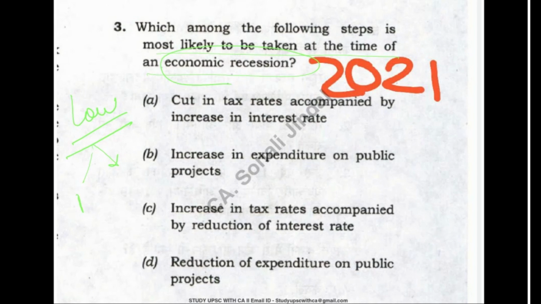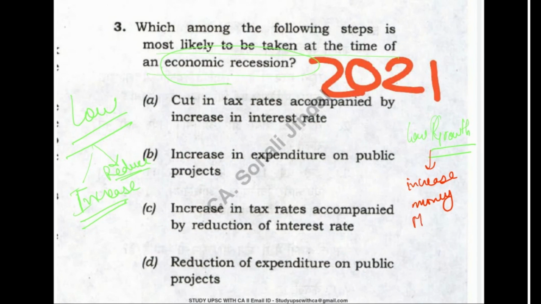Increase government expenditure and reduce tax revenue. Correspondingly, what does RBI need to do if there is low growth? Increase money supply. Increasing money supply, what does it need to do? The cost of lending needs to be decreased.